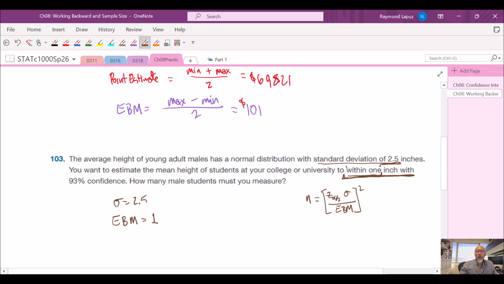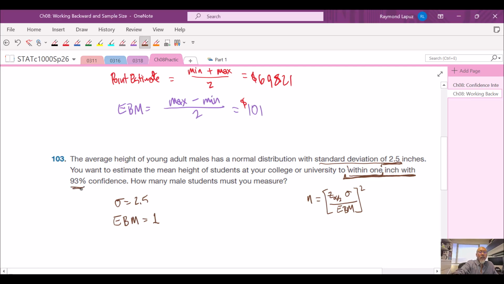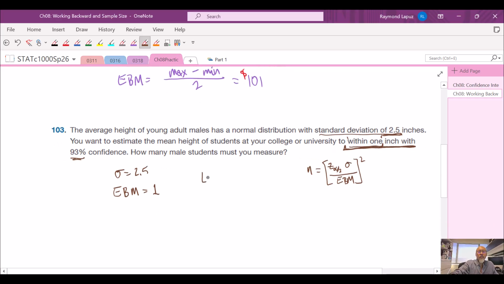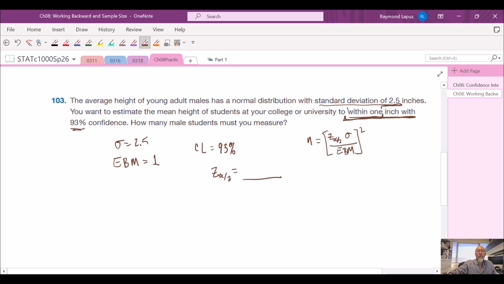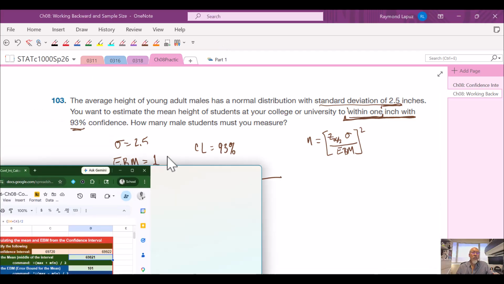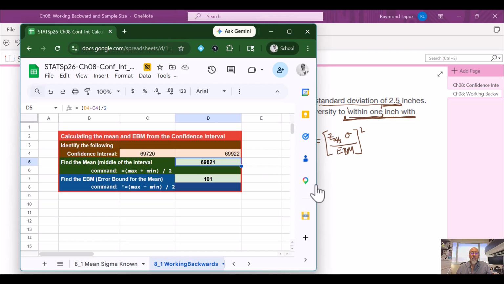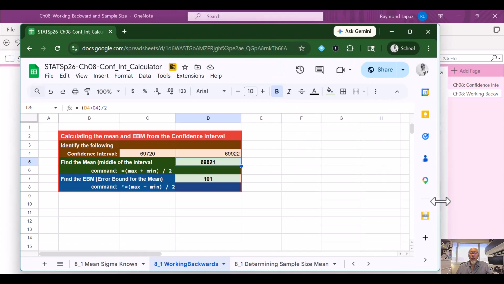And the only other thing we need is z sub alpha over 2, and that is dependent on your CL, your confidence level. Your CL is going to be 93%, and so we're going to need to figure out what our z sub alpha over 2 is equal to, and then this is going to give us our n after we do the computation. So again, you can do this on your own, by yourself, with a calculator, or why not just use our ready-made built-in calculator.